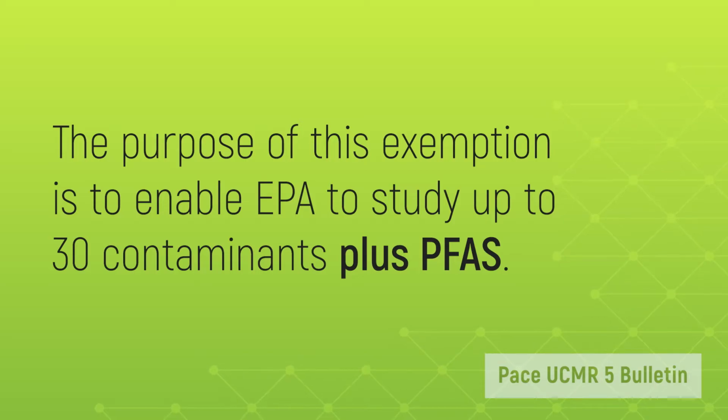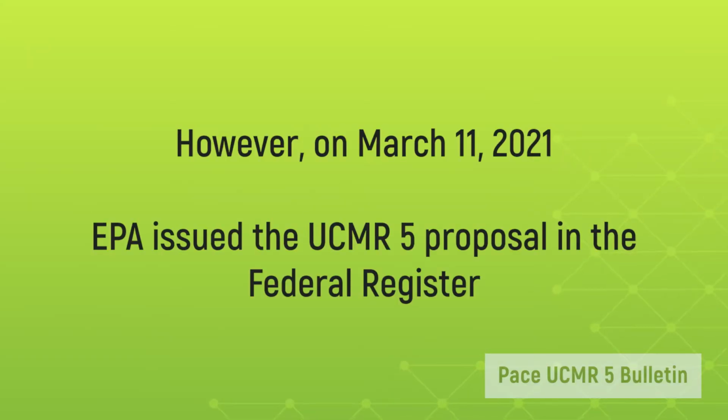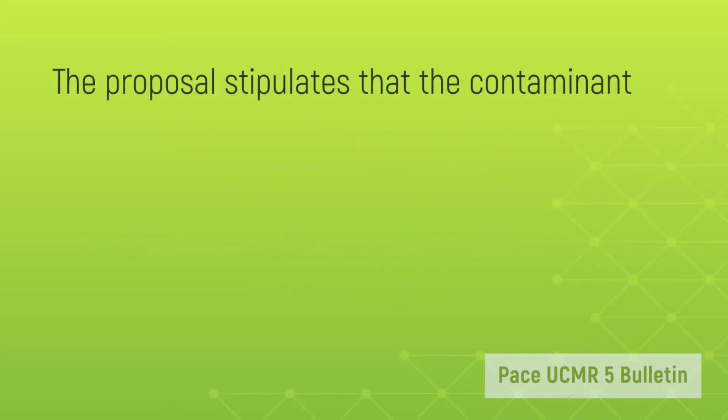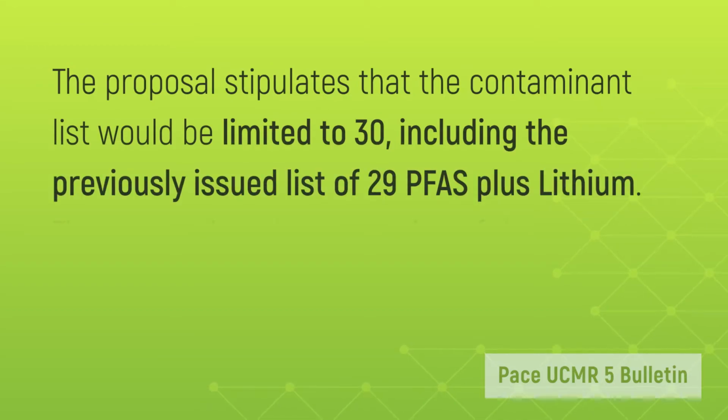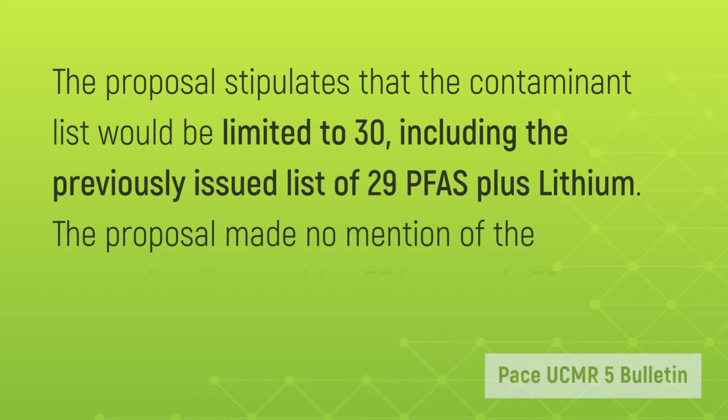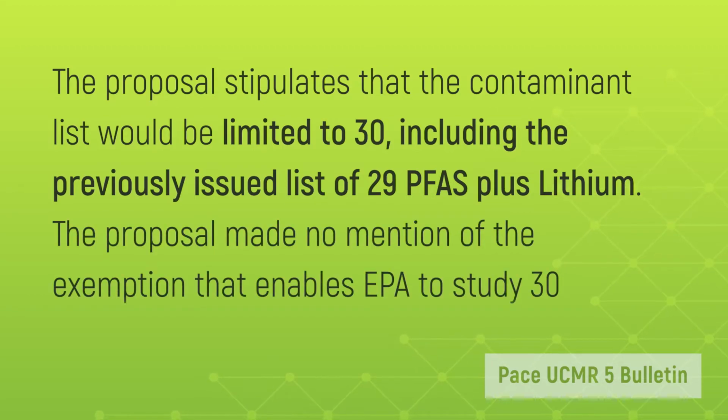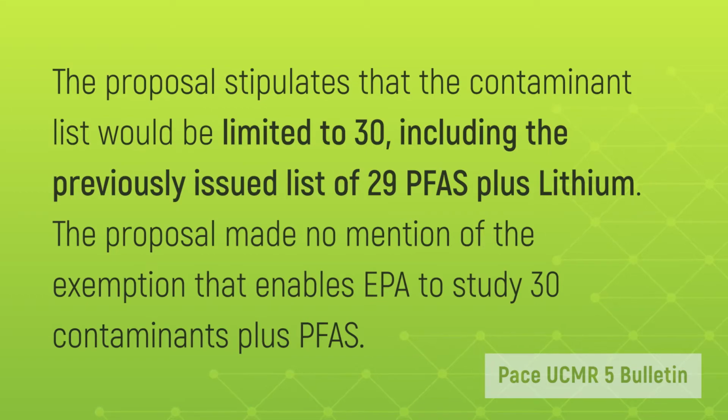The current UCMR 5 PFAS list consists of 29 compounds, and with the exemption, EPA could include up to 59 contaminants in the 5th round of monitoring. However, on March 11, 2021, EPA issued the UCMR 5 proposal in the Federal Register. The proposal stipulates that the contaminant list would be limited to 30, including the previously issued list of 29 PFAS plus lithium. The proposal made no mention of the exemption that enables EPA to study 30 contaminants plus PFAS.